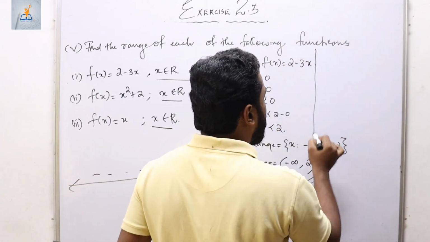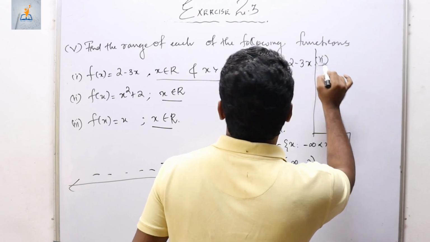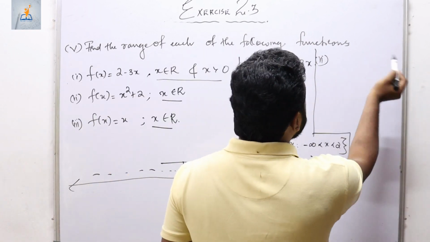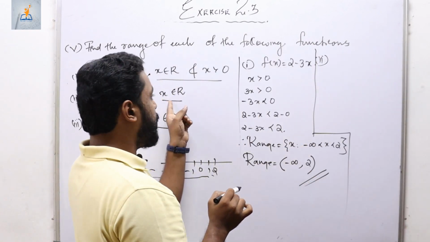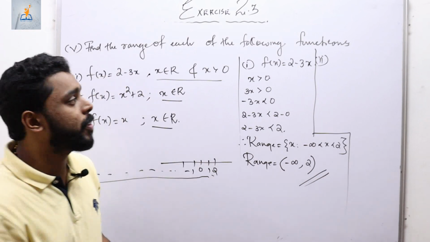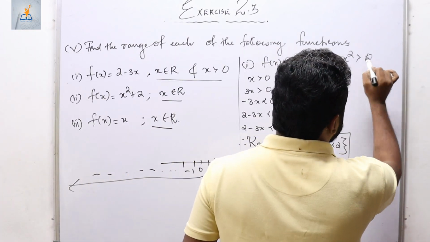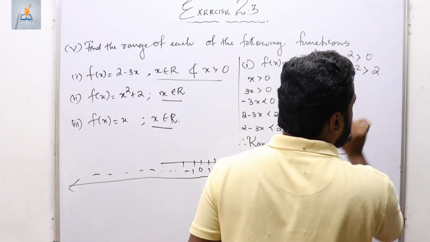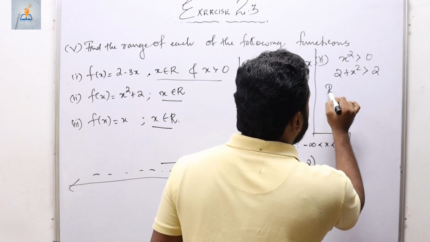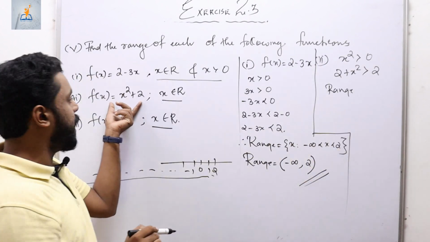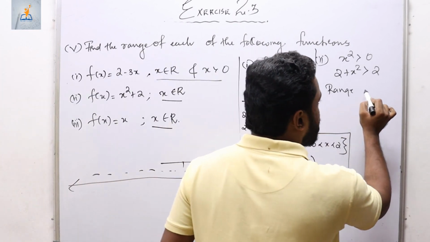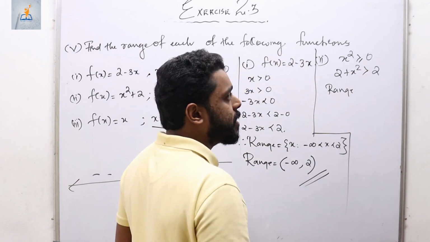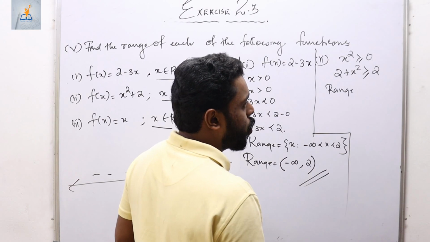Now we shall do the second one. f of x is equal to x square plus 2, x element of R. Whatever be the input value x, whether it is negative or positive, we know that x square will be greater than or equal to 0, since 0 has square 0. Therefore, 2 plus x square will be greater than or equal to 2 plus 0, which is 2.